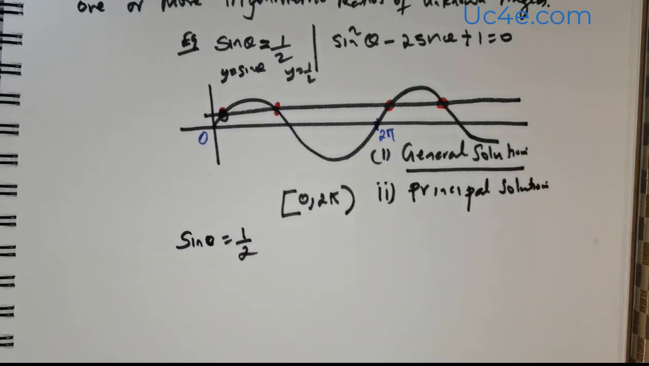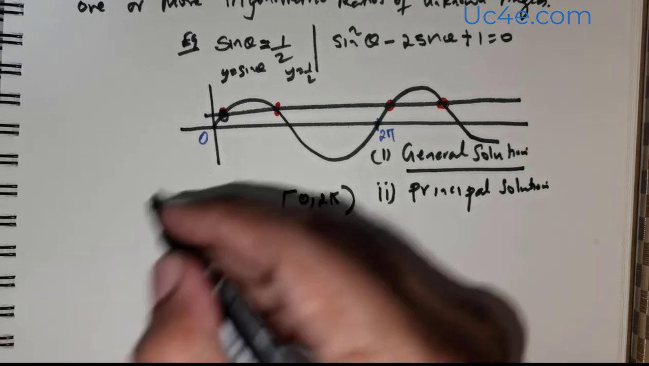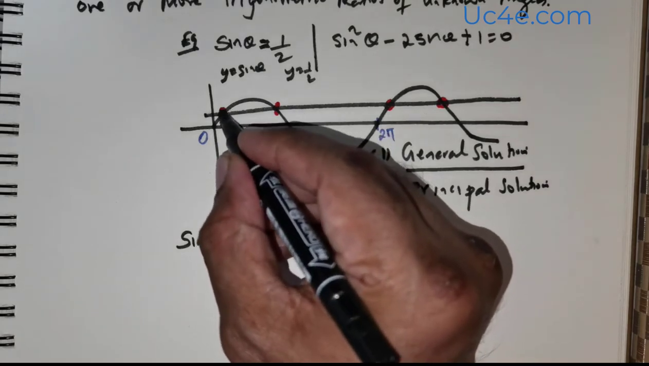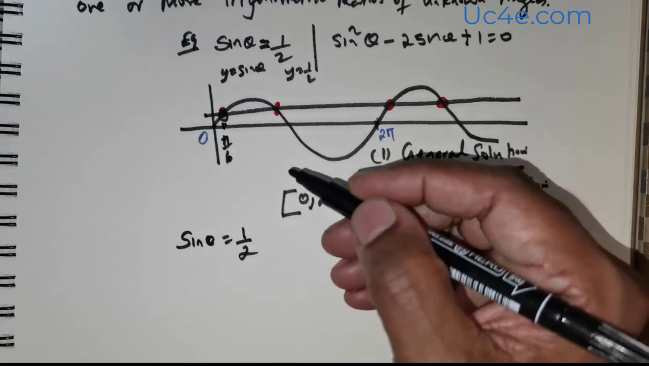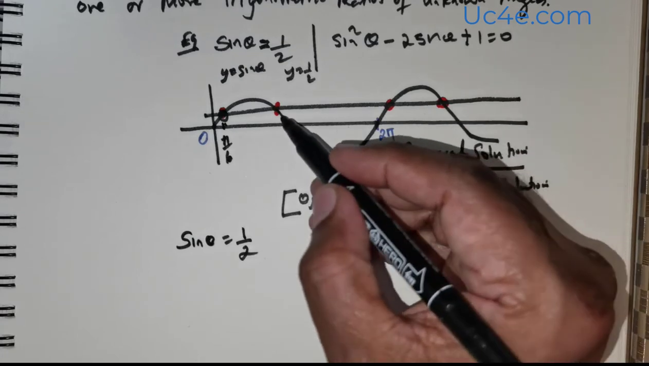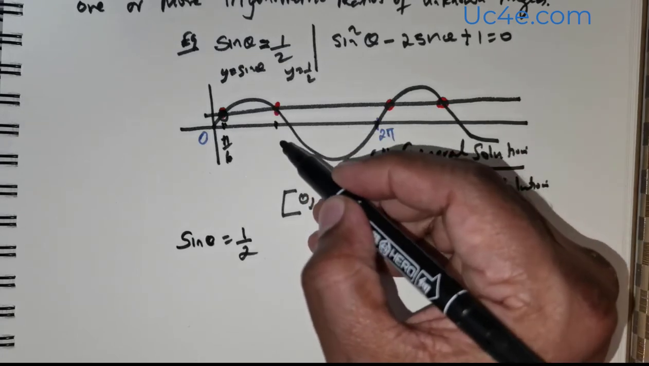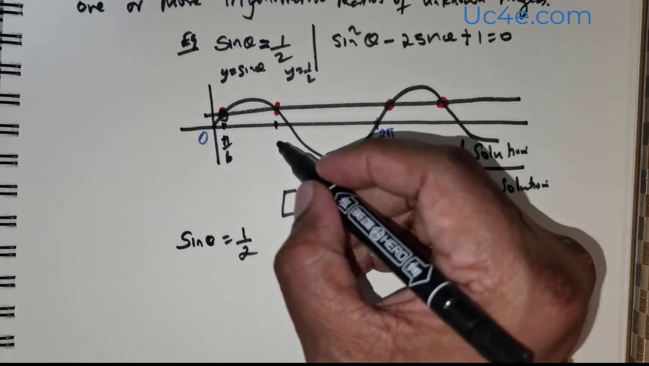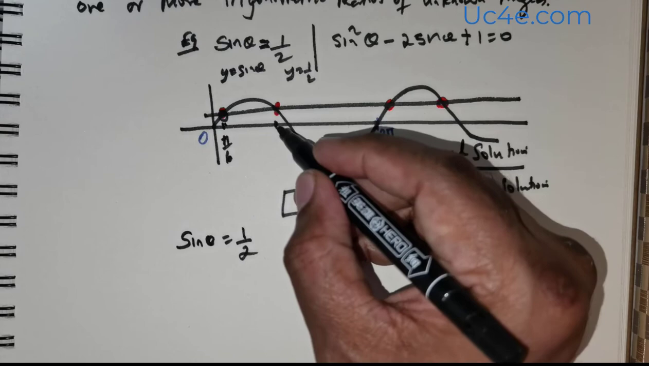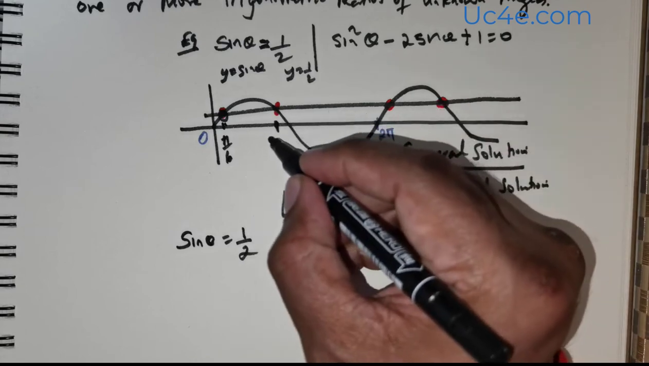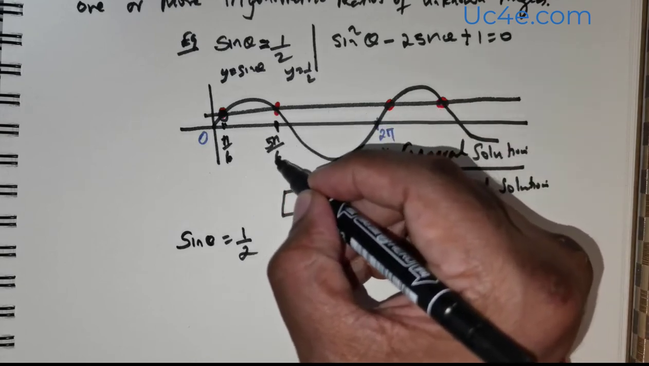Now clearly we know that when sin theta is equal to 1 over 2, theta value is going to be pi over 6. So this point of intersection is going to be pi over 6. Now the next important question is, what would this value be? In other words, what would the value of theta be for this point of intersection? Now clearly we know that it's going to be 5 pi over 6.